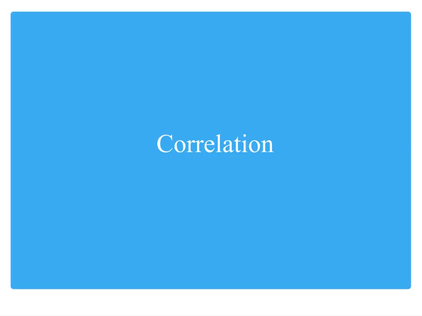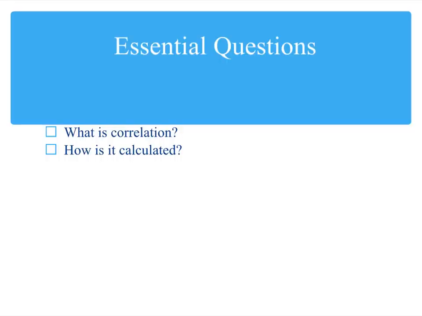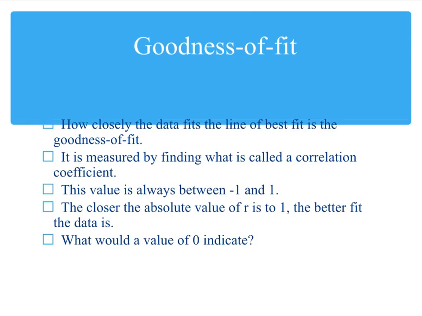One last item to look at with linear modeling is correlation. We're going to keep the idea of correlation pretty simple. We're going to talk about what it is and how it's calculated. So what is goodness of fit, or what is correlation? It is how closely the data actually fits the line of best fit.